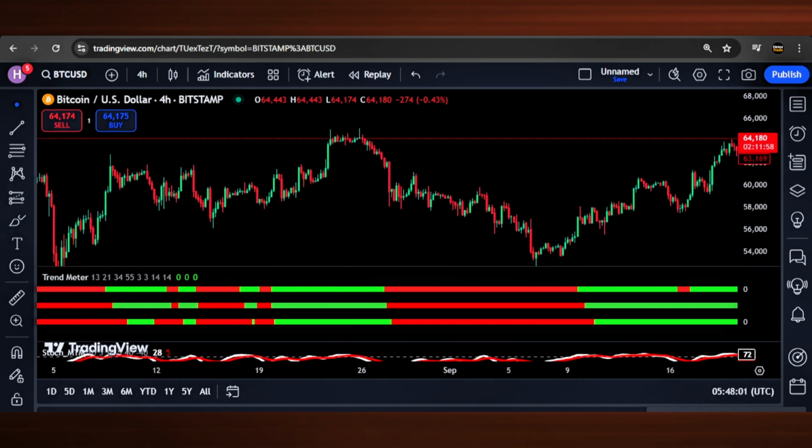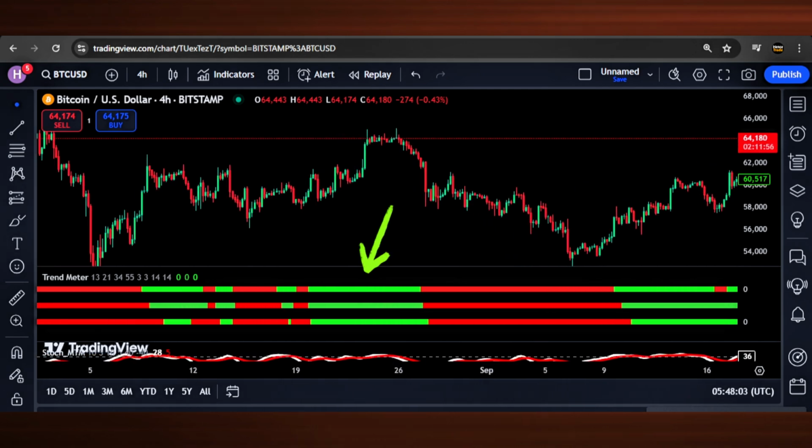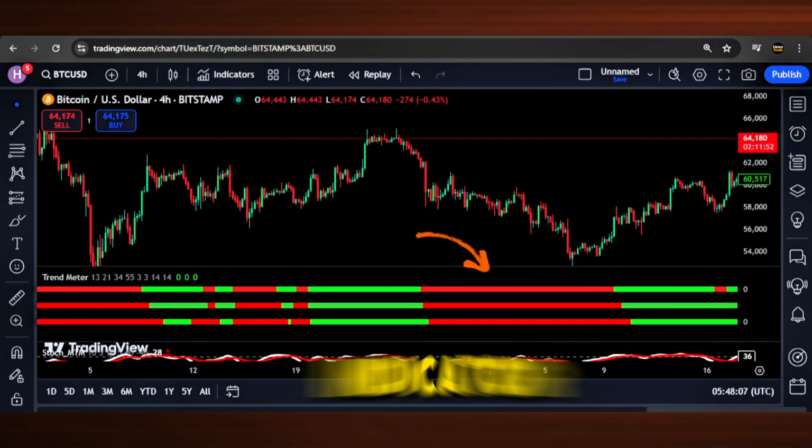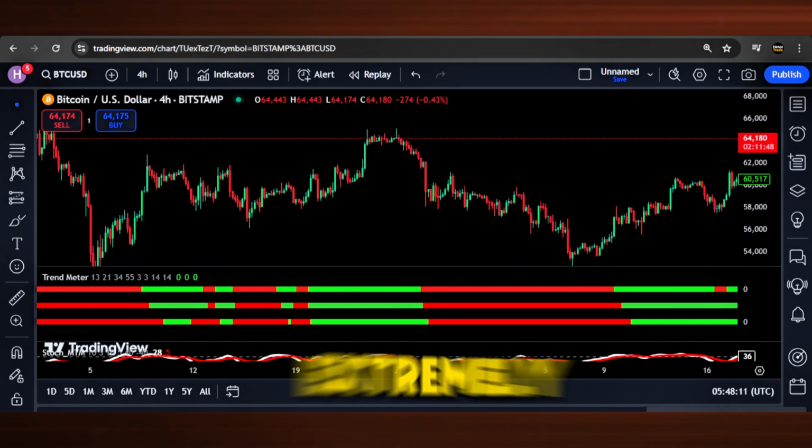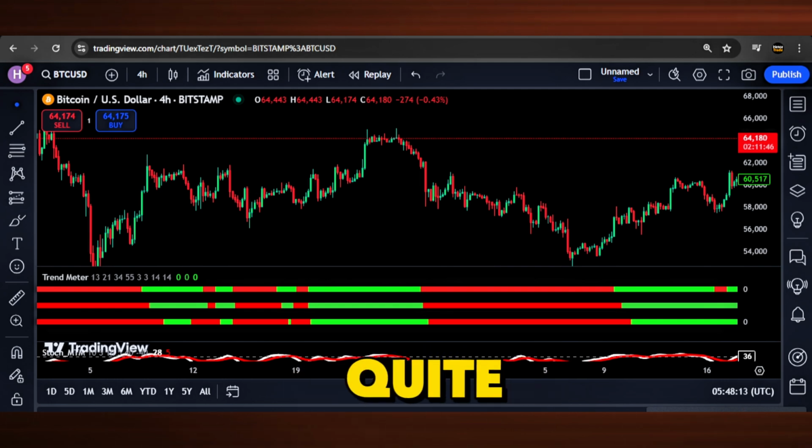Like, just look at this. In this area, the indicator's green and the chart is going up. In this area, the indicator is red and the chart is going down. It works extremely well. I'm actually quite surprised. We can make it better.